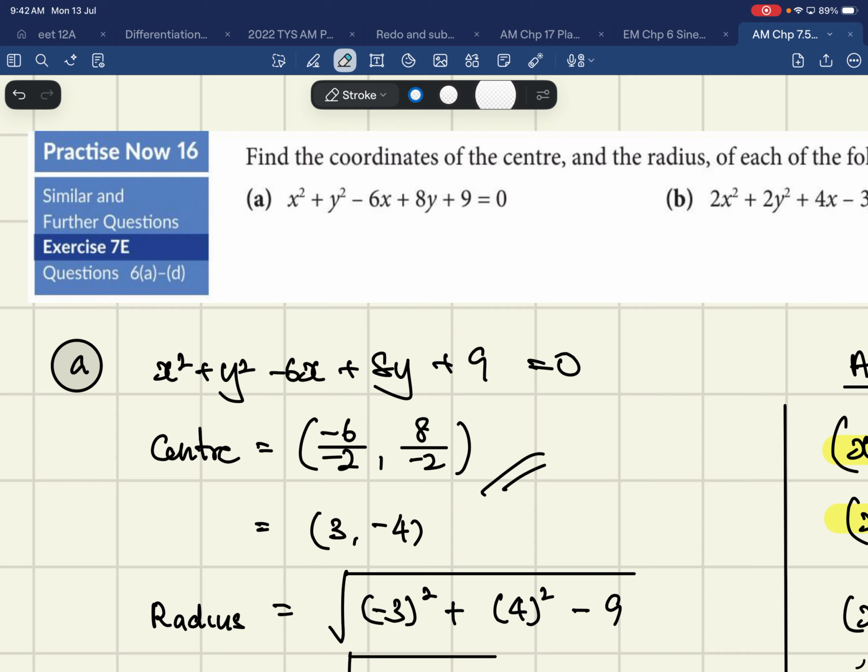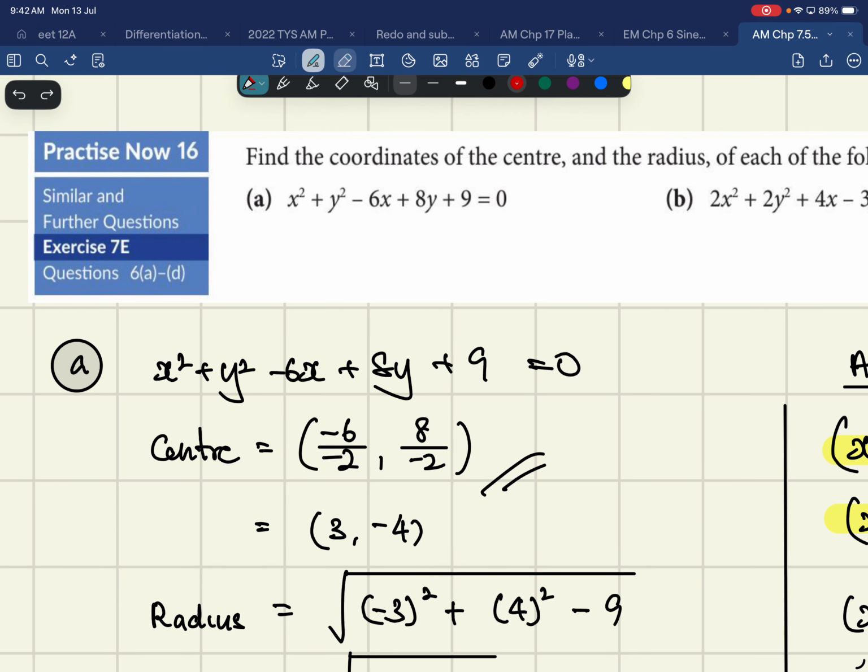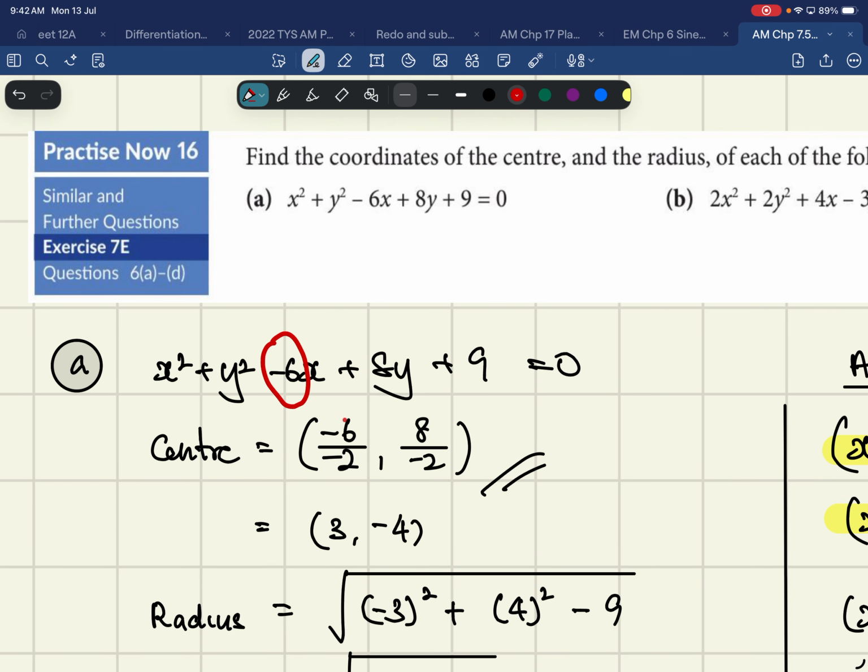Okay, so what we do is I see that the coefficient here is a minus 6. I will divide by minus 2, right? To get the center's x coordinate. Positive 8, divide by minus 2. Okay, very quickly that will arrive at the answer 3, negative 4, right? That is your center of the circle. Quite straightforward. So far so good.